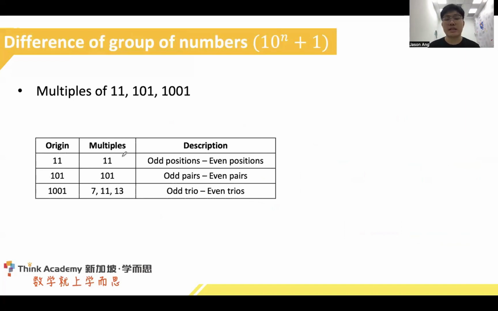So once again, these numbers can be split as such. 11 helps for, of course, 11, 101 helping for 101. 1001 actually doesn't just help for the number itself, it also helps the numbers 7, 11, and 13. Because as we know, 1001 is basically 7 times 11 times 13. If we can find that a number is divisible by 1001, it will help for all 3 of these methods. But if a number is divisible by 7, 11, or 13, we can actually use the same method over here for 1001.